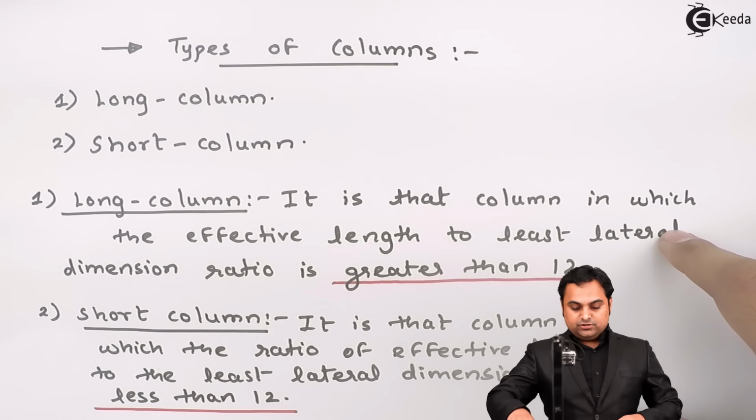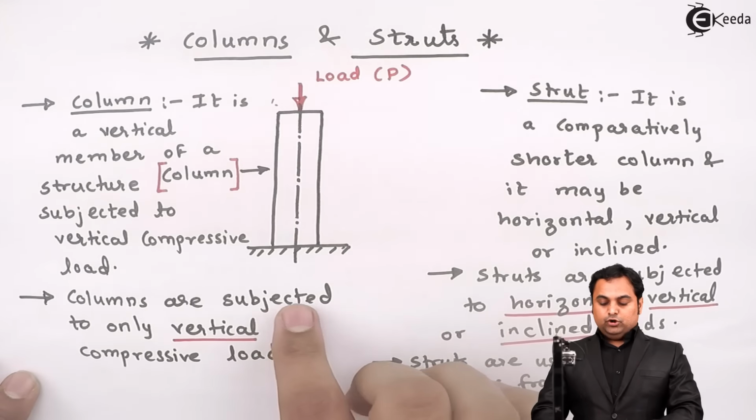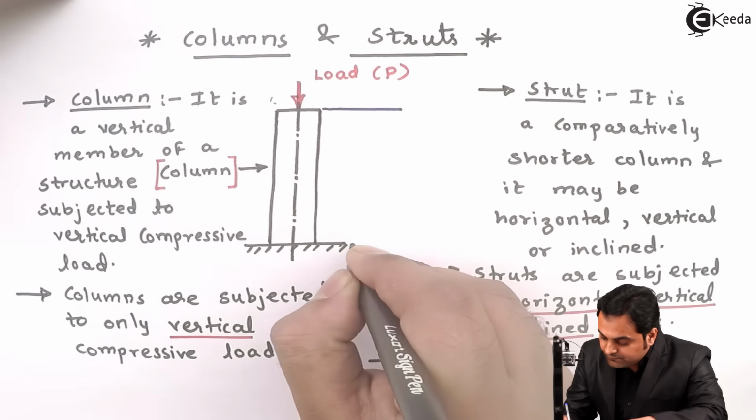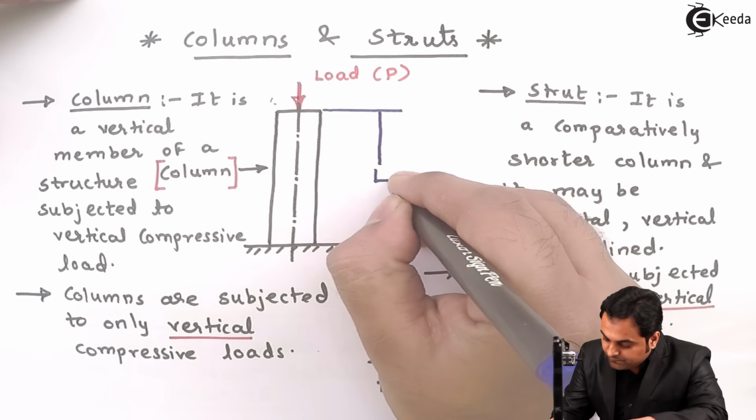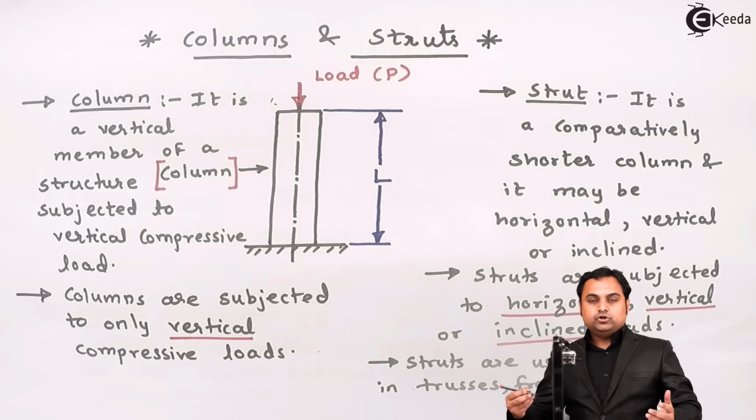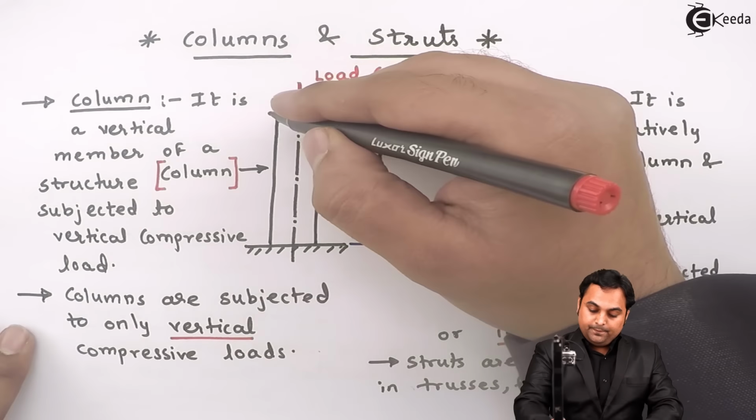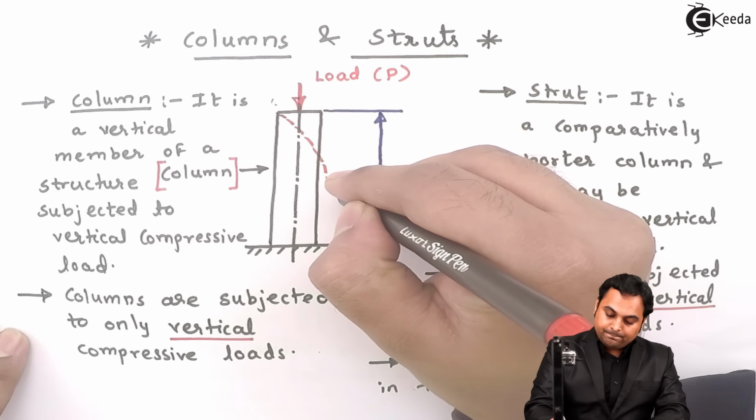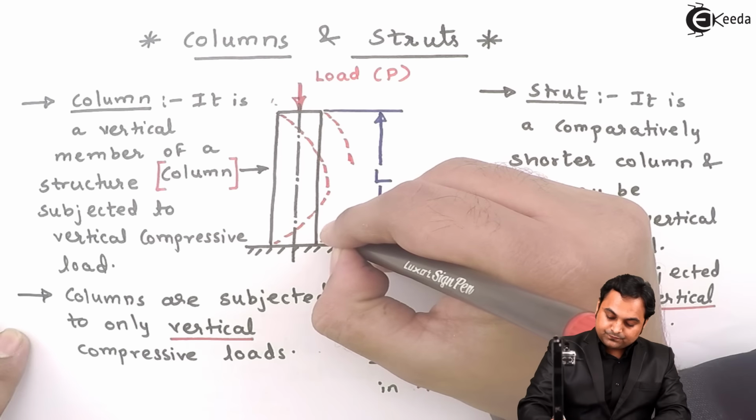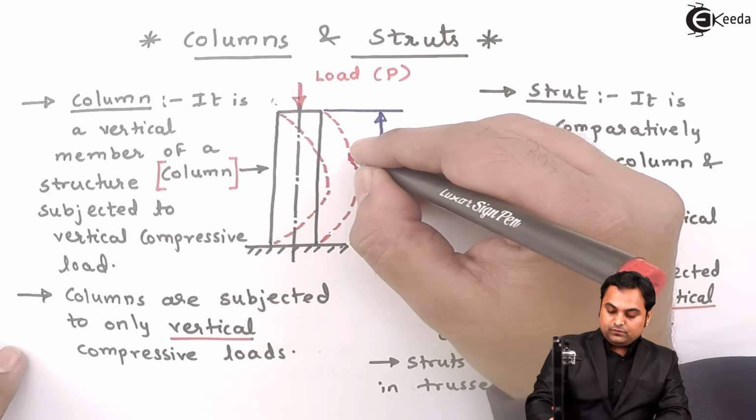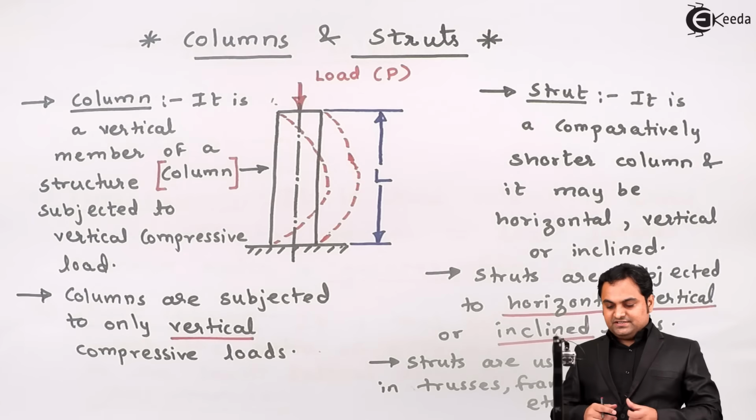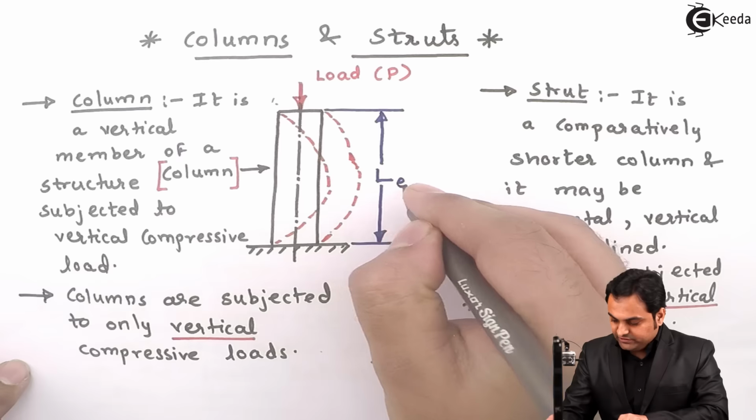Now here I'll explain this long and short column with the help of a diagram. The column which I have drawn here, this indicates the length of the column. Now if this complete length of the column is bending, because of the load acting on the column, this column may bend, in this fashion, suppose in this direction. So the entire length of the column is bending. The length of the column which is actually bending is called the effective length of the column.